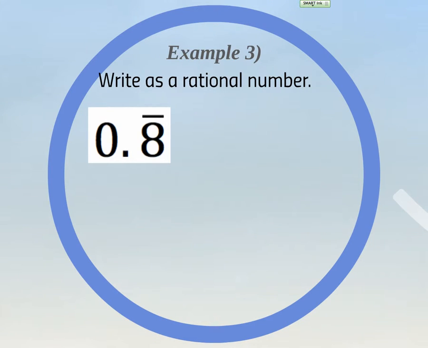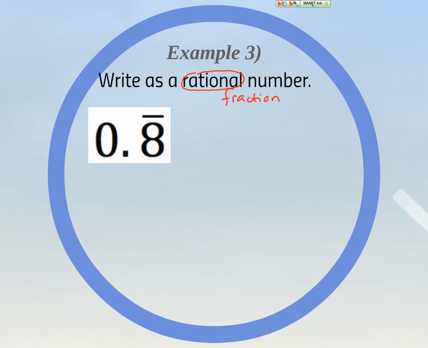The example is write as a rational number. And the number we have is 0.8 repeating. What does that line on top mean? Repeating. That makes sense. So it means repeating. So what does rational mean? A rational number? Yeah, like a fraction. So basically, what this question is asking is take this number, 0.8 repeating, and write it as a fraction.